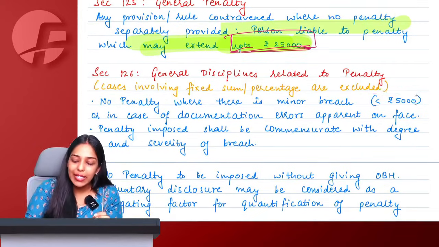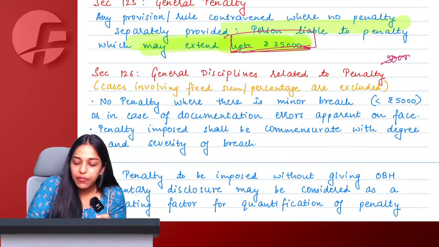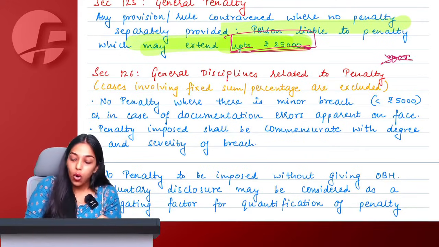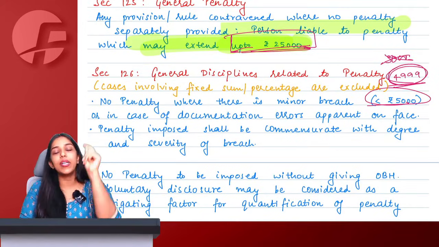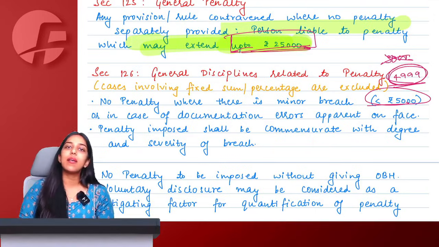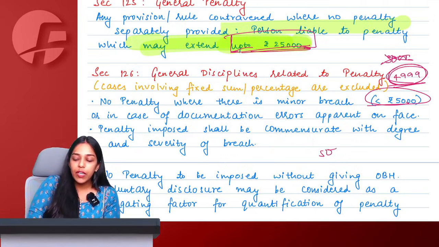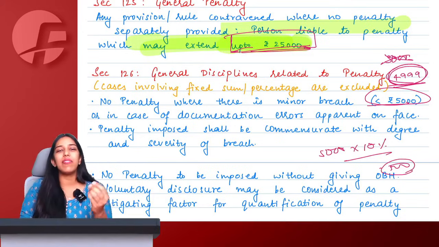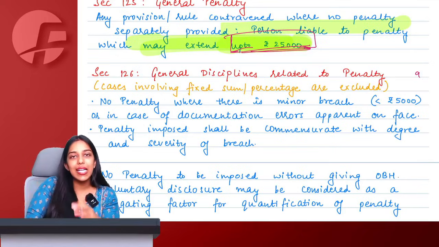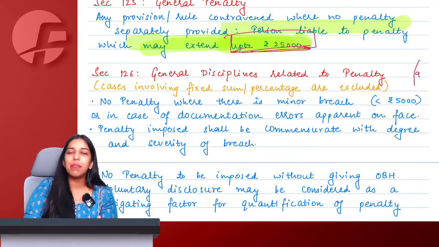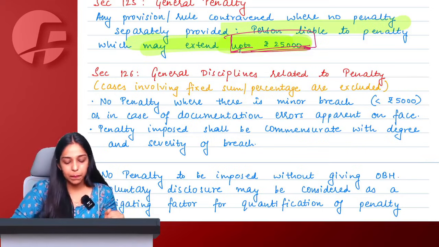So remember that exact 5,000 is not a minor breach. Only less than 5,000, up to 4,999 rupees offence if you are committing, then it is a minor offence. Because understand, even if you levy 10% of this, so 5,000 into 10%, what will they do by levying 500 rupees penalty? So we are saying simply, if the offence is less than 5,000, it is considered as a minor breach, and in that case government is not levying penalties generally.